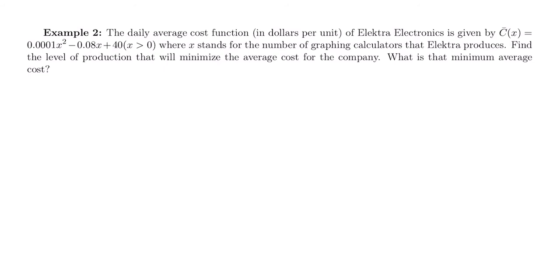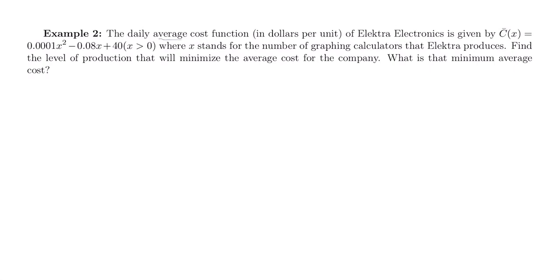So we're looking at average cost, so a nice opportunity to do a little review. Average cost is always labeled C bar of x, and it's found by doing C of x, the total cost, divided by x, the number of graphing calculators. So we want to minimize this function that we're given. So we want to find the absolute minimum.